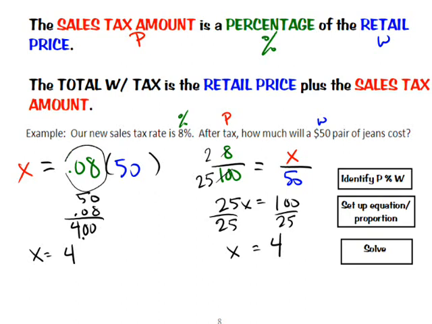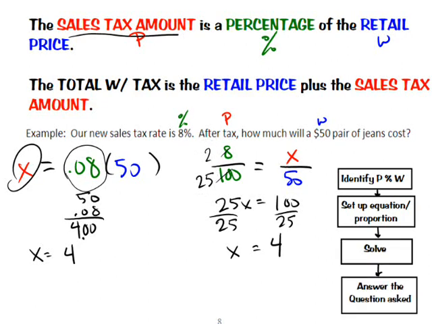Notice once again that when you use the equation method, you need to convert the percentage into a decimal or sometimes fraction form. When you're using the proportion method, you can reduce the fraction before solving. Either way, x equals 4. Since x represented our sales tax amount, that means our sales tax amount is $4.